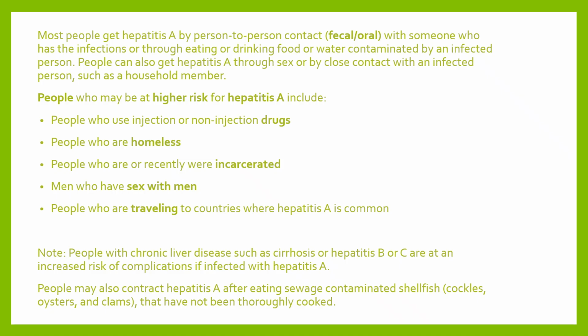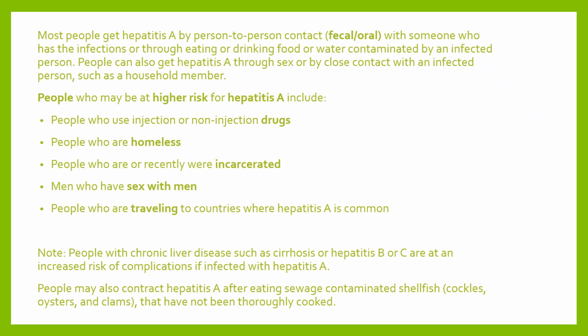People who are at higher risk for hepatitis A include people who use injection or non-injection drugs, who are homeless, who are or were recently incarcerated, men who have sex with men, and people who are traveling to countries where hepatitis A is common. To note, people with chronic liver disease such as cirrhosis or hepatitis B or C are at an increased risk of complications if infected with hepatitis A.